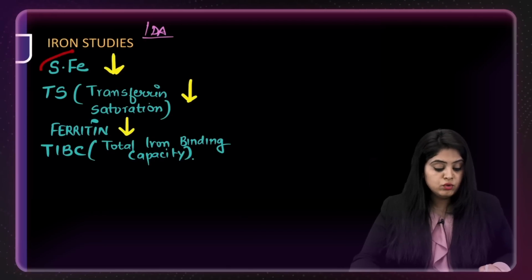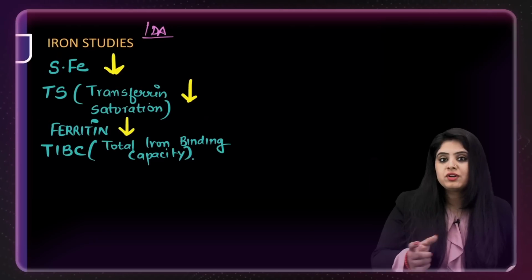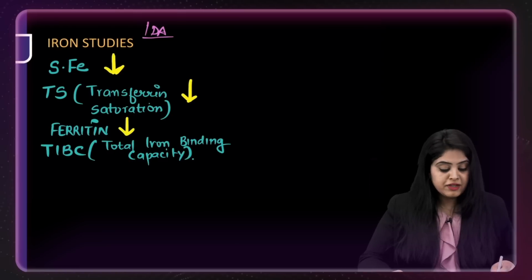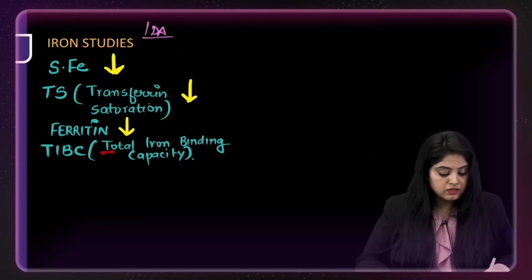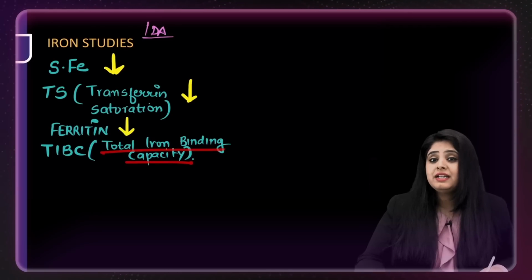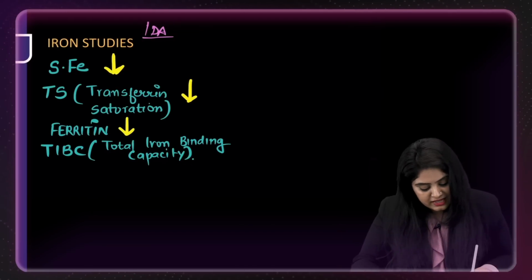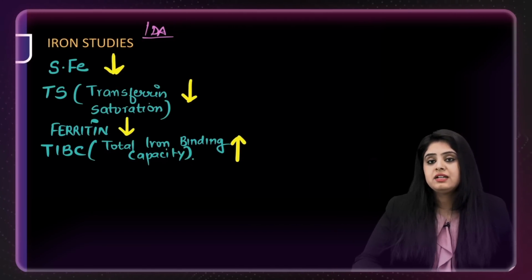Now, when you have no food in your system, and even if I give you one piece of chocolate or one toffee, you are going to grab onto it and eat it. When you have no iron in your system, what do you think is your hunger? Total iron binding capacity. You will say, ma'am, my hunger is 100%. So the only thing that has increased is TIBC, the total iron binding capacity.